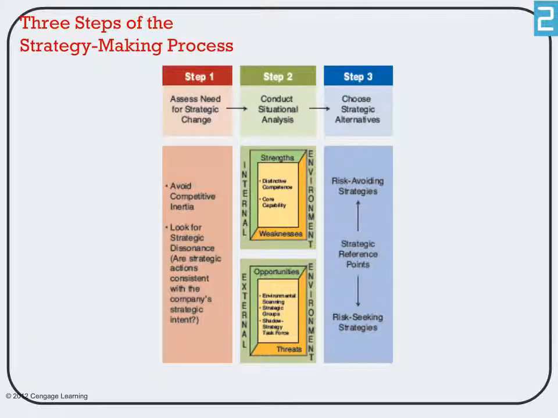So now that we know some of the ins and outs of competitive advantage, let's look at the strategy making process. There are 3 steps. First, we need to assess the need to make a strategic change. We most likely have a strategy in place. If it's working, great. Could it be better?